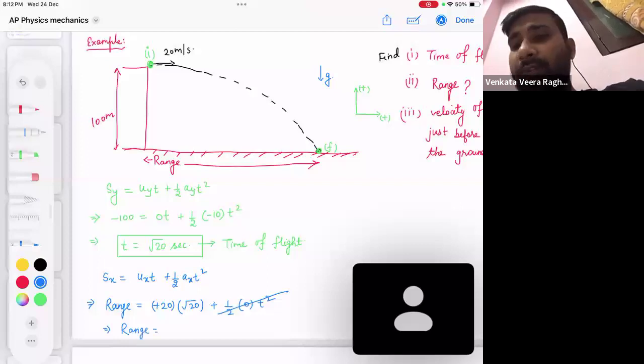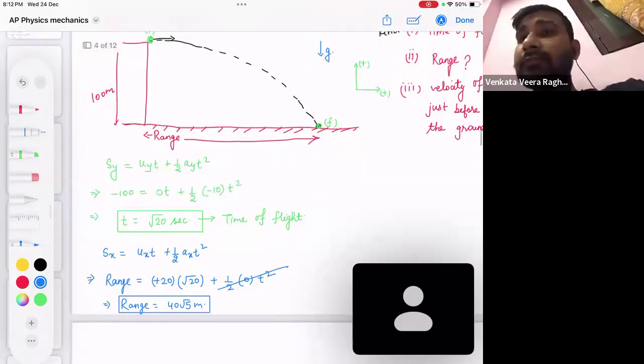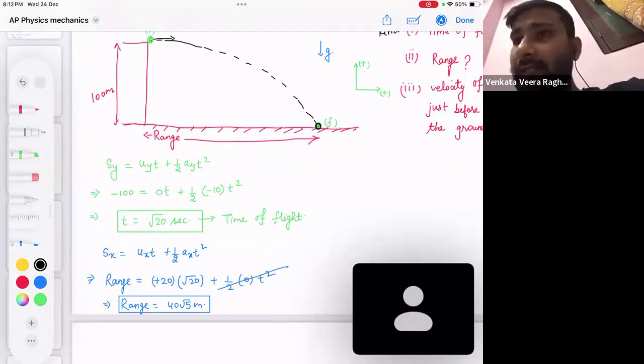So what is the range of this projectile? 20 root 20, also you can write it 2 root 5. So 40 root 5 meter we will get. Okay, so horizontally it will reach 40 root 5 meter. The third part of this question asks, what is the velocity when the particle reaches here?